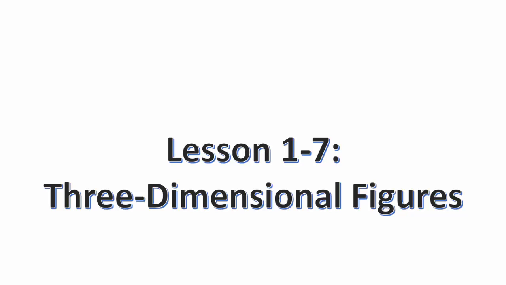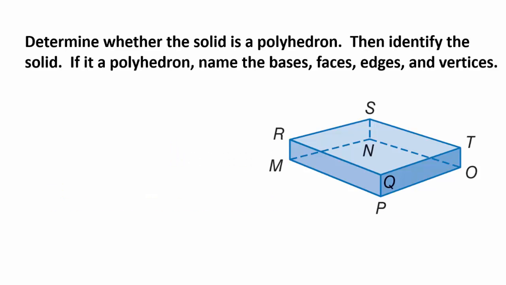Okay, so let's take a look at some of these problems for lesson 1-7, the three-dimensional figures. And we're going to start with this very first one where you determine whether the solid is a polyhedron. Then we need to identify the solid. If it is a polyhedron, let's name the bases, the faces, the edges, and the vertices.